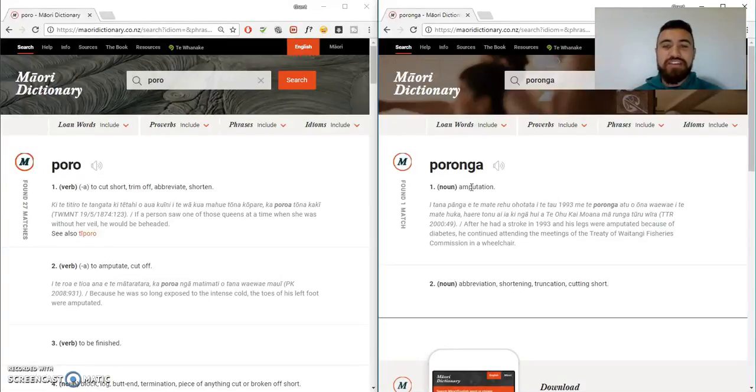So poronga is amputation, and you can see in the explanation here, or the use of it in a sentence, we're talking about after he had a stroke in 1993 and his legs were amputated. And that's the difference between the two. Cut versus an amputation.